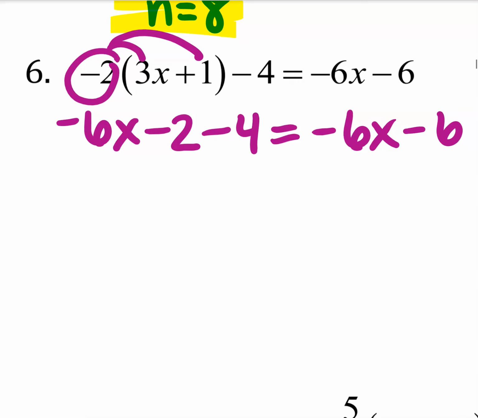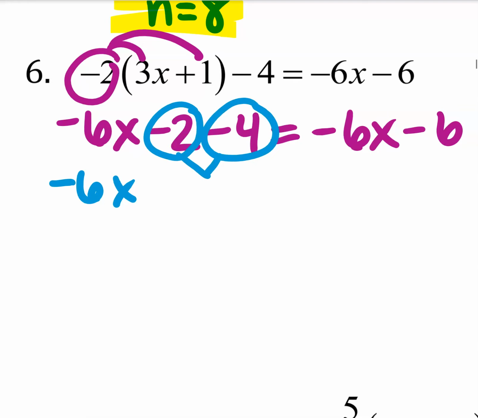On the left side, we have to combine some like terms before we can start moving things around. So I have -6x and then -2 minus 4. Those guys are like terms. That makes -6. All right. So when you get here, some of you might already know the answer. If you want to keep going, it's all good. If you want to skip to the end of this little problem to see if you got the right answer, cool.